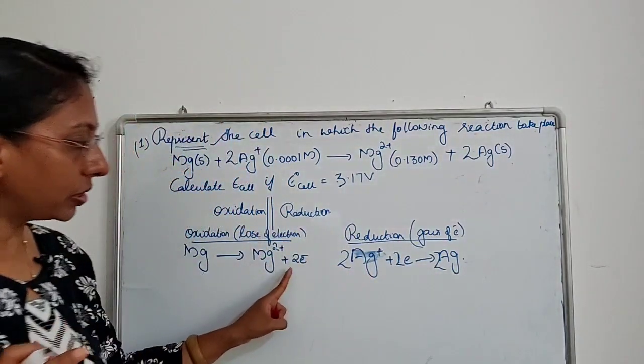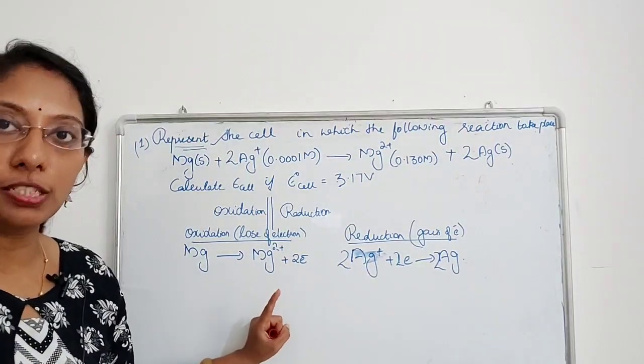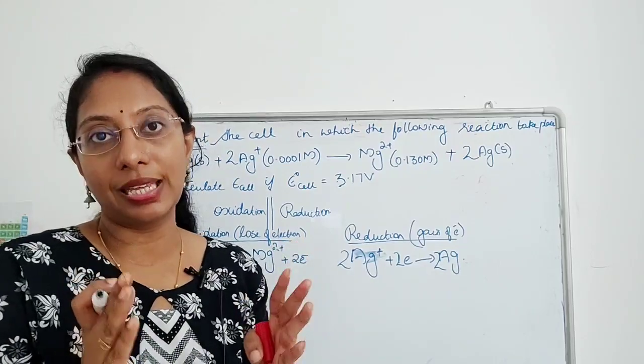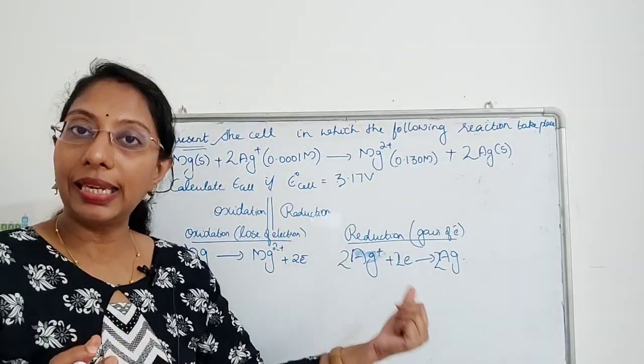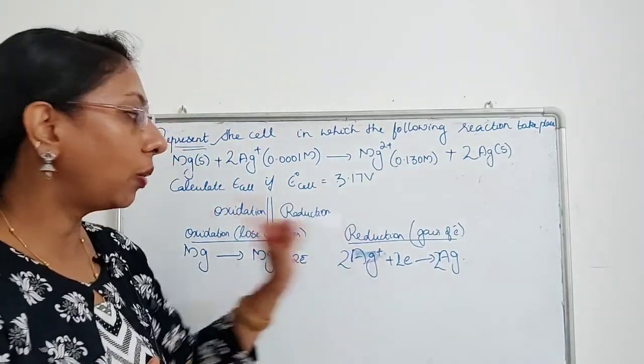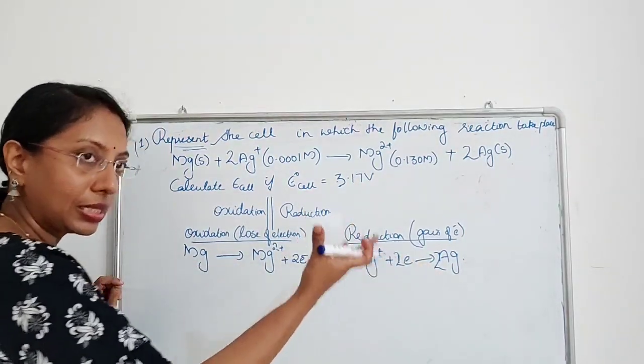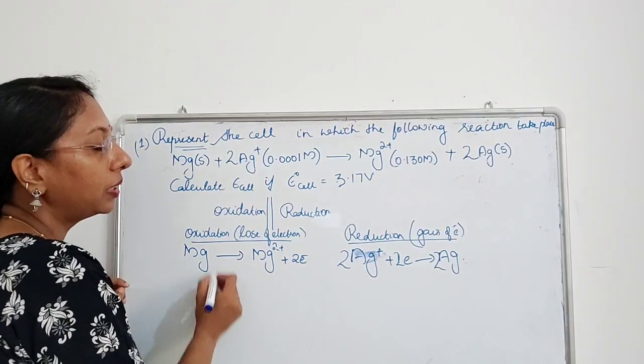Look at the two equations. We have seen that the electron number is balanced. So whenever we write the oxidation half and reduction half for a cell, we have to balance the electron number. So now it is 2 electrons. Now we know which is the oxidation half and which is the reduction half, so it is easy to represent the cell.